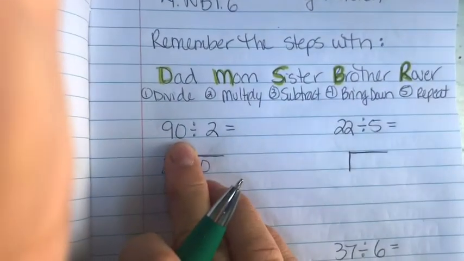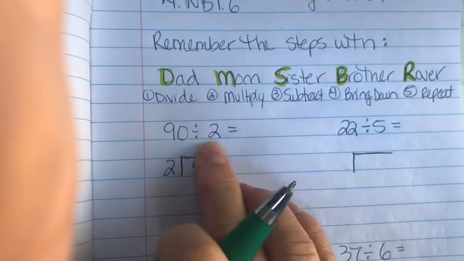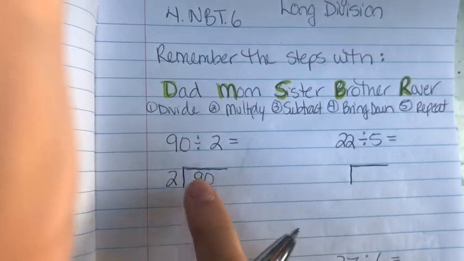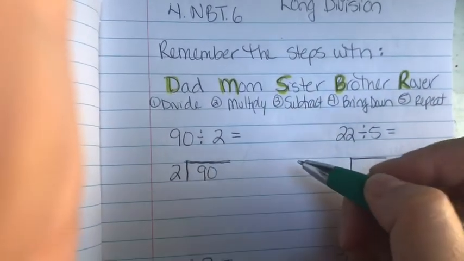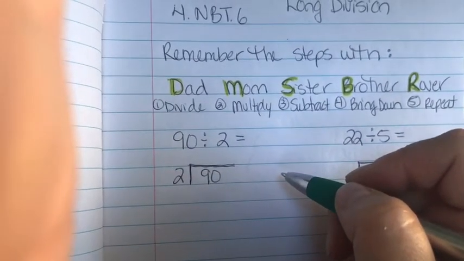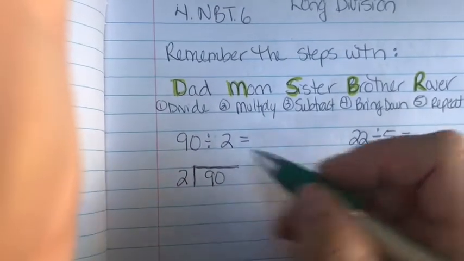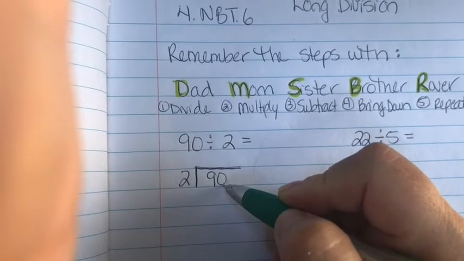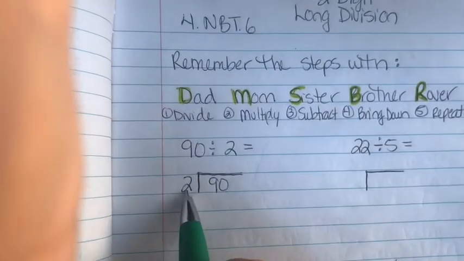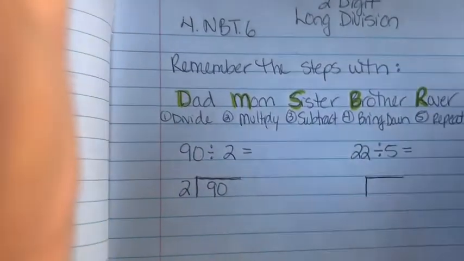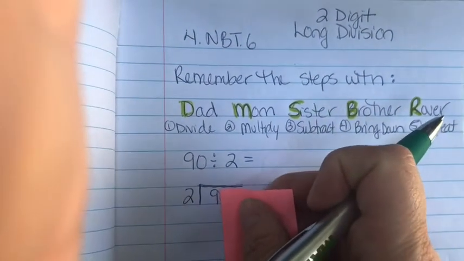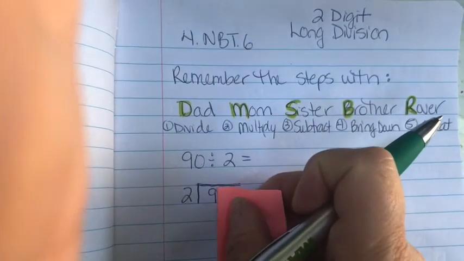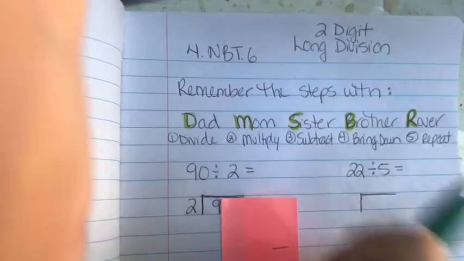So if they gave you a problem that looked like this, 90 divided by 2, you need to rewrite it to look like this. So you need to make this little L bracket. It's like kind of an L on the side, a capital L tipped on its side. And you're going to put the bigger number inside, and you're going to put the 2, the smaller number, on the outside. Then we're going to use a sticky note again, and we're just going to worry about this first number. Okay, we're not going to worry about anything else.